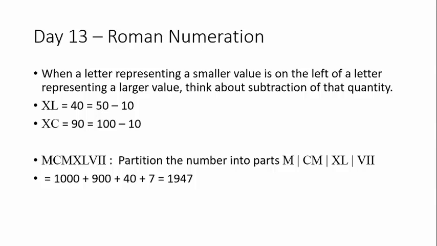Let's look at the translation of each one of these. M is 1,000. CM is 900. That's 100 taken away from 1,000. XL is 40, as you can see at the top of this screen. And then VII would be 7. So adding these, we have 1,947.